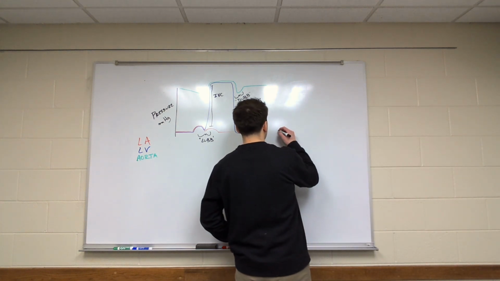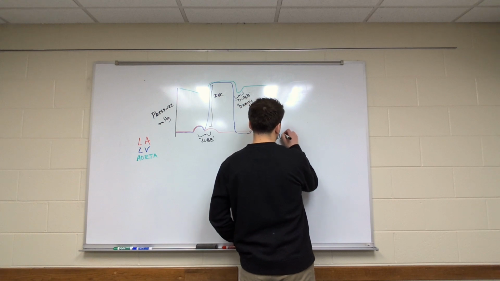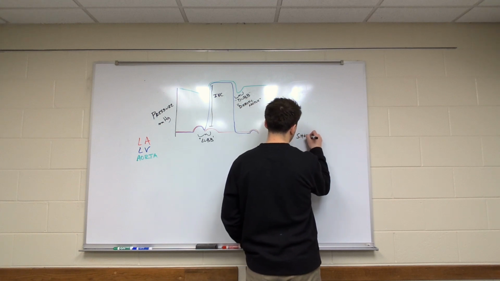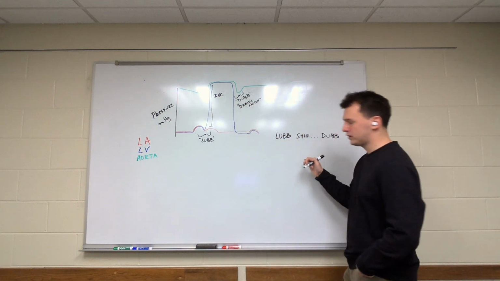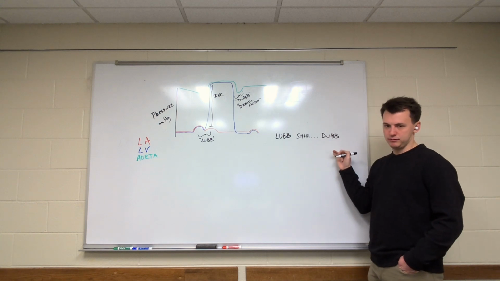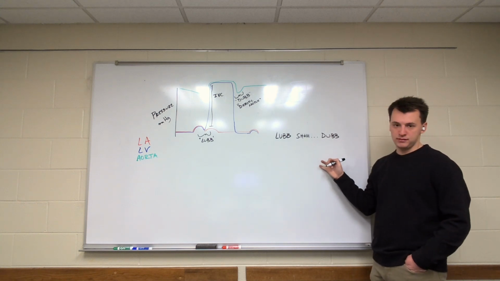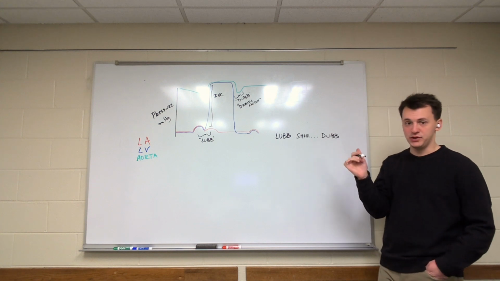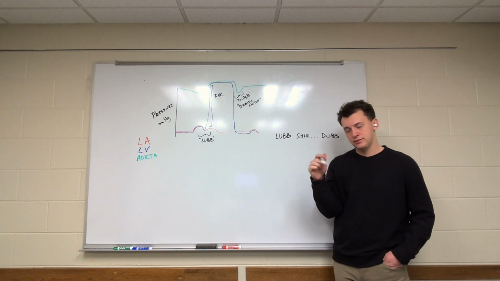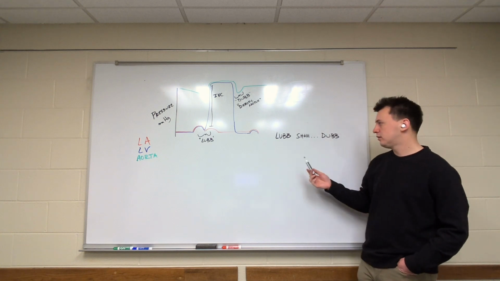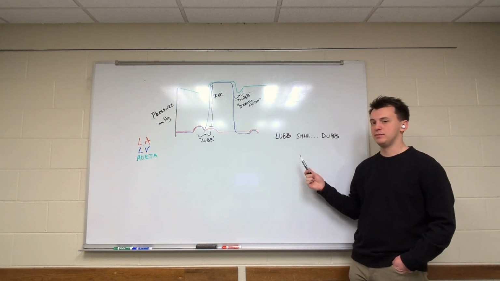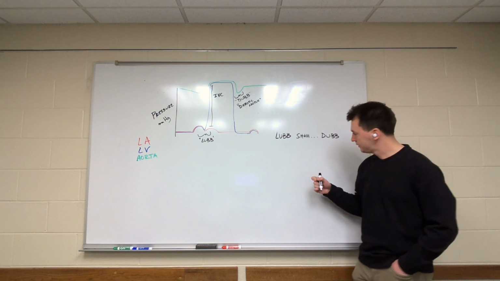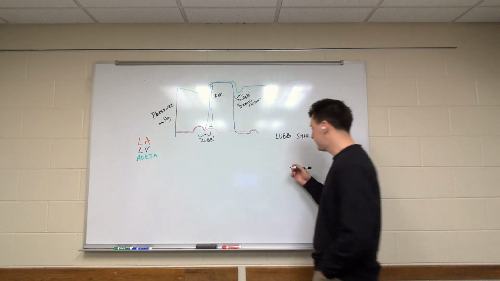And we could represent them like this. And this is one sound, lub, sh, dub. And this is a heart murmur. And a heart murmur is due to the fact that the valve's not closing all the way, and so some residual blood is going back into the ventricle. That's a heart murmur.